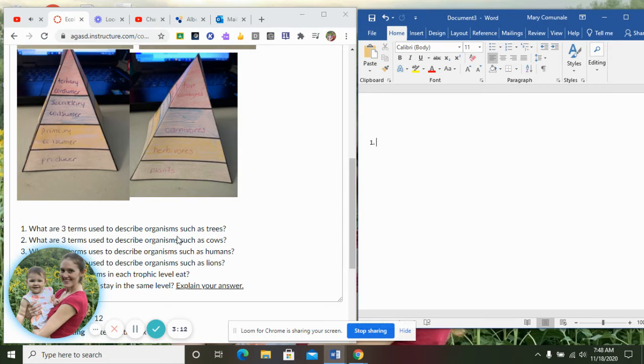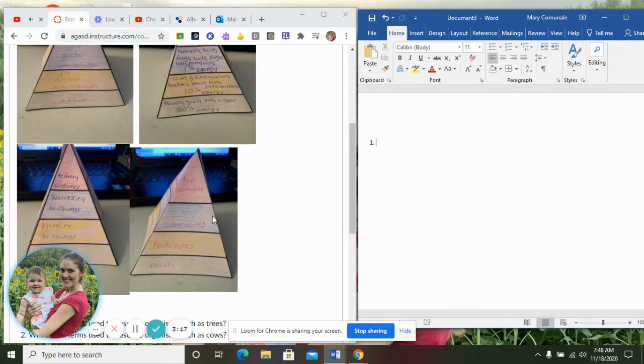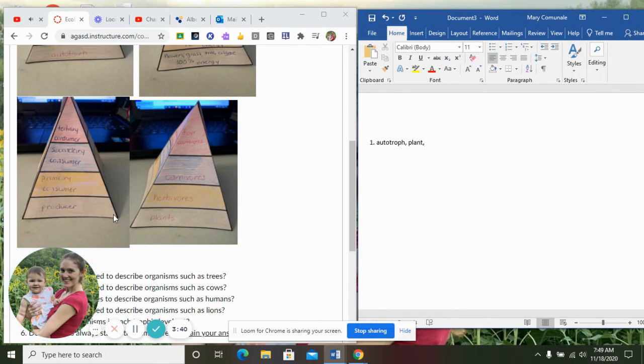So what are 3 terms used to describe organisms such as trees? So you would go and find trees in here. Trees are going to be in this green section. So 3 words to describe them. You're going to look at the other pictures and you're going to pick the green section, and that's going to be what describes a tree. So I would describe it as an autotroph. I could come down here and I would describe it as a plant and a producer.